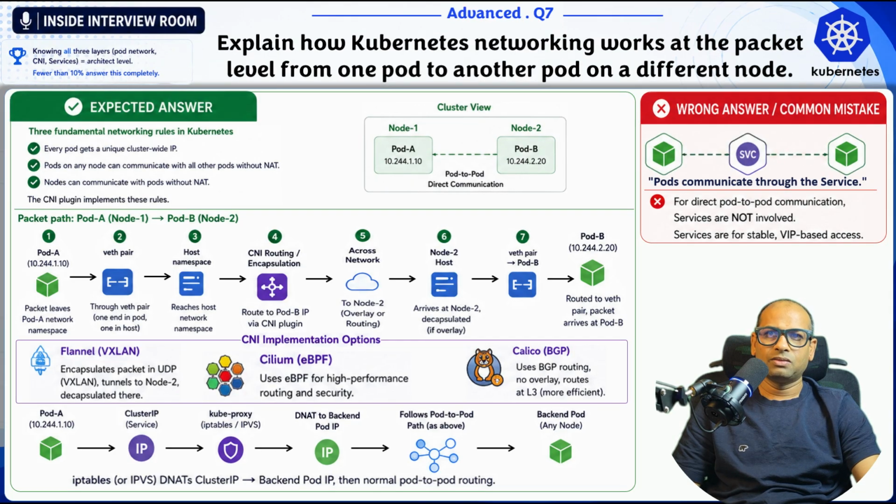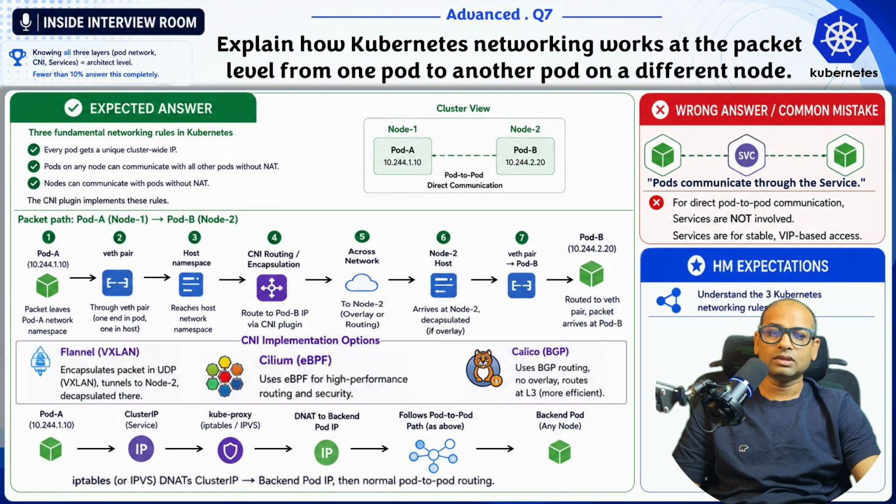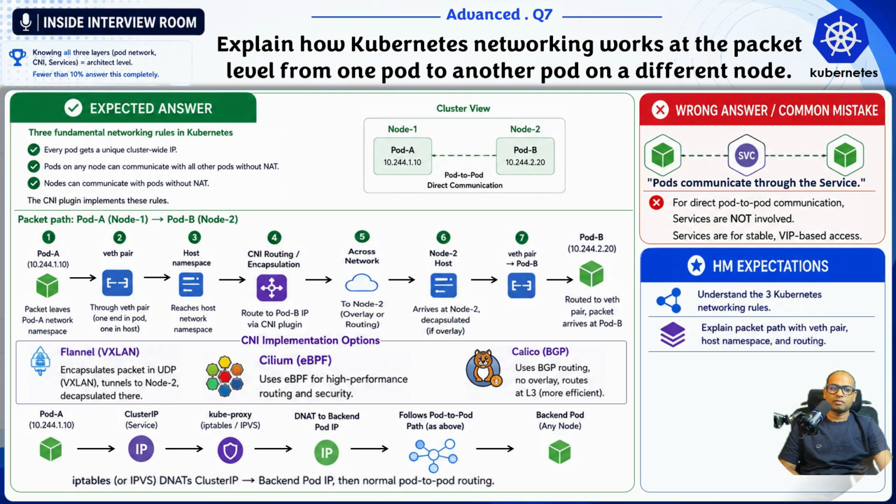the service. For direct pod to pod traffic, services are not involved at all. Services exist for stable VIP based access, a fixed front door to a changing set of pods. But pod to pod is direct. If you can explain all three layers, the pod network, the CNI, and the service DNAT, you are answering at the architecture level, which is the hiring managers' expectation.